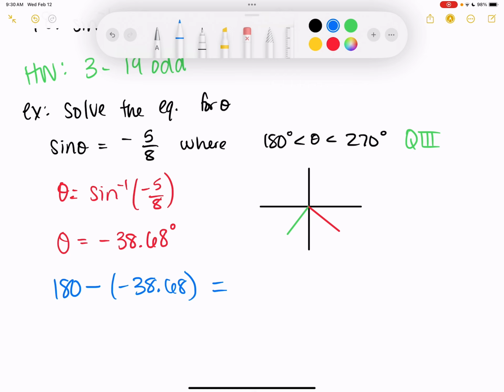So what do you get when you get that? A positive. That's a good one. 142. Oh, I was trying to do that in my Can't be 142. Oh, but it's plus positive. It's 218.68. Wait. Yeah. How did? So why did we minus 180 again? I know. Because it has to be in this region here.